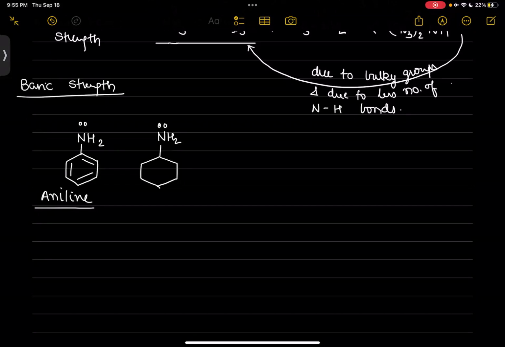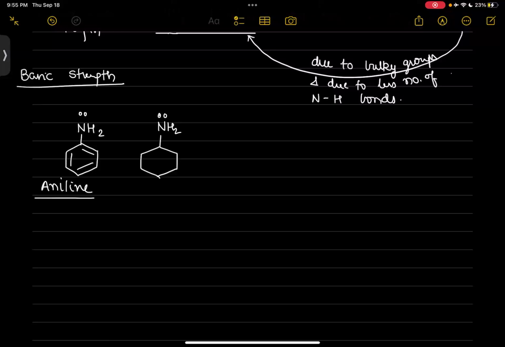Now its lone pair is more available for the H plus or less available for the H plus? The lone pair of electrons is withdrawn, and they will get into the ring. If they get into the ring, they are less available. Got it? So it is less available. Is it clear?